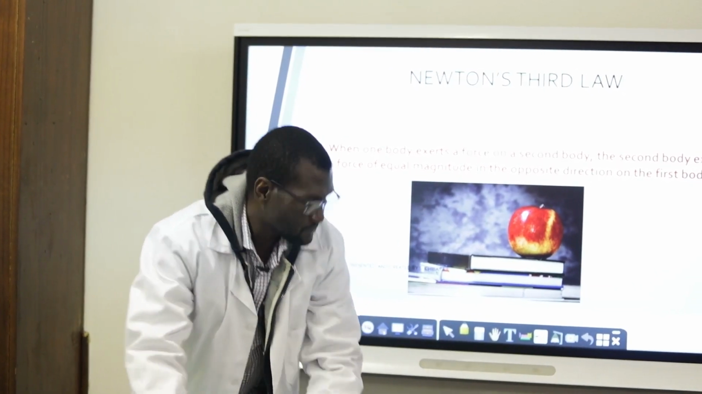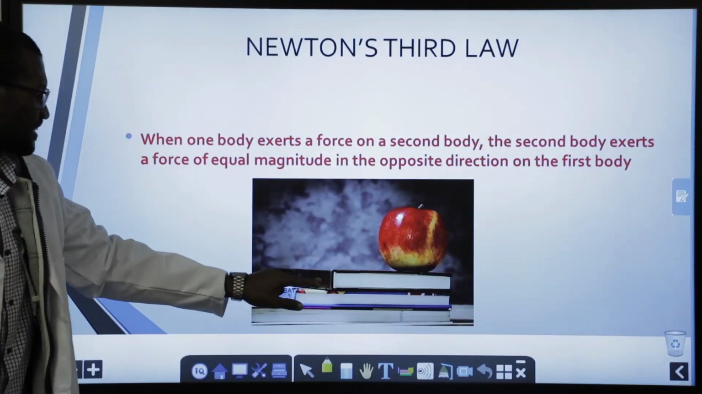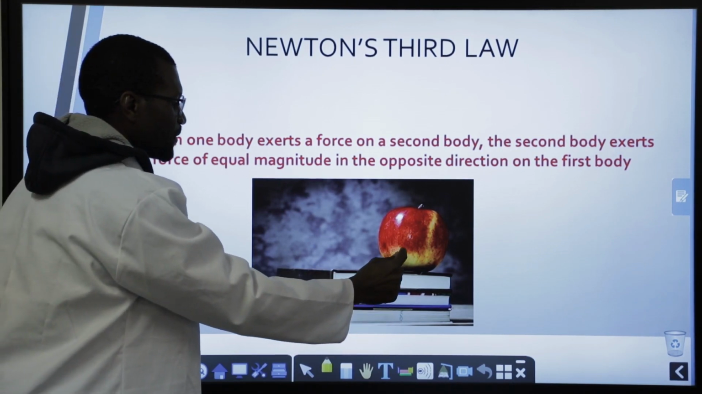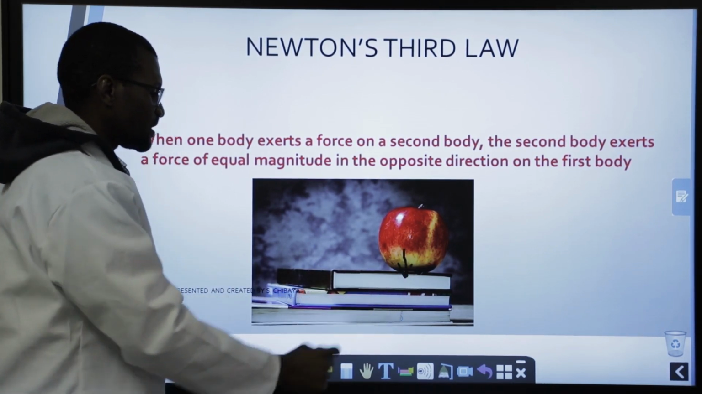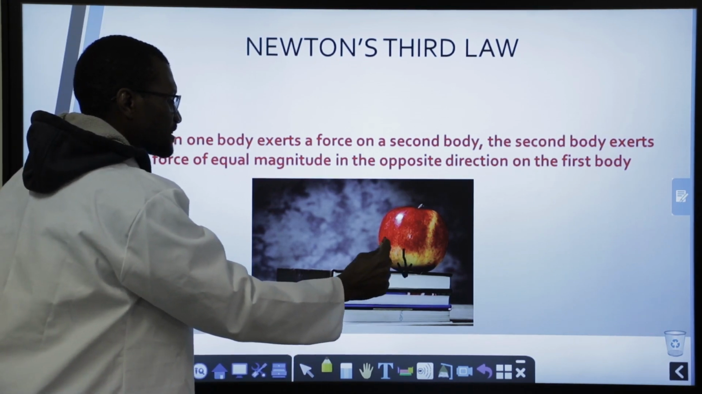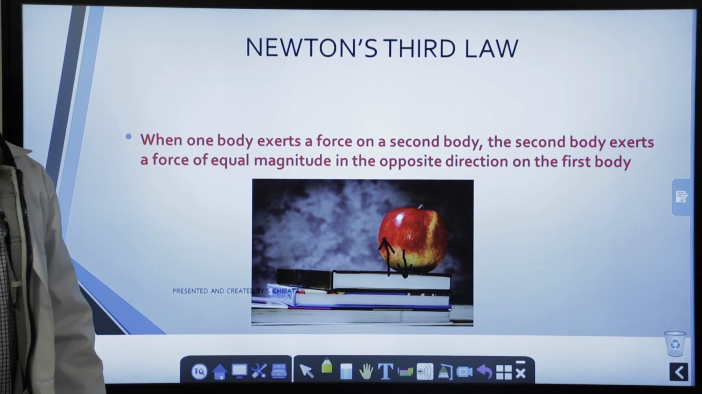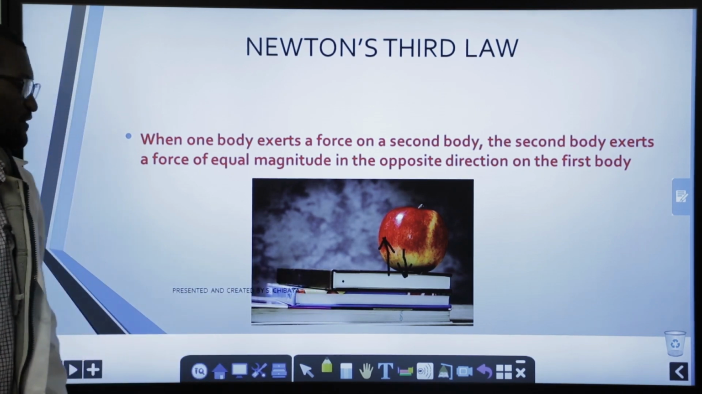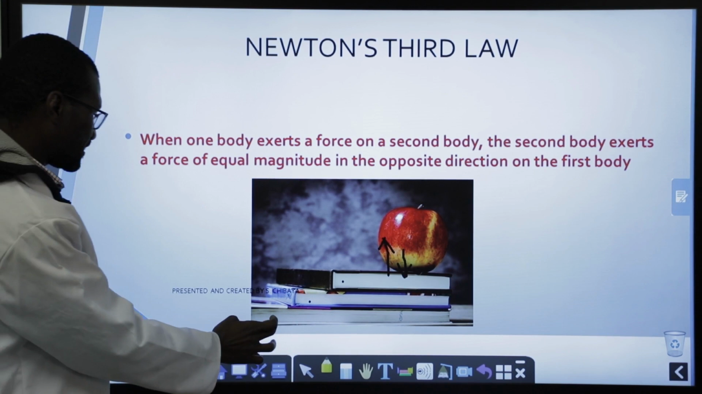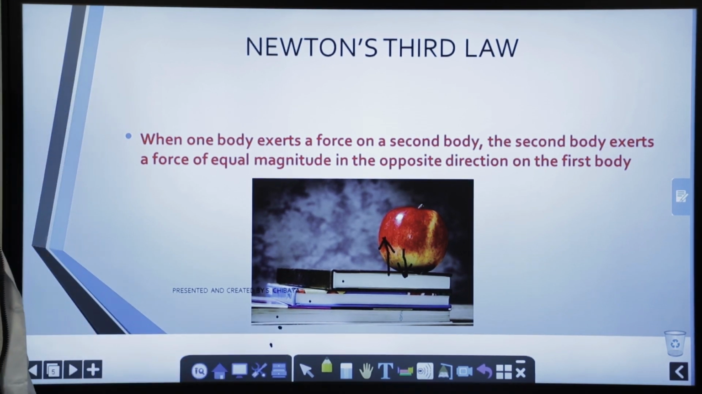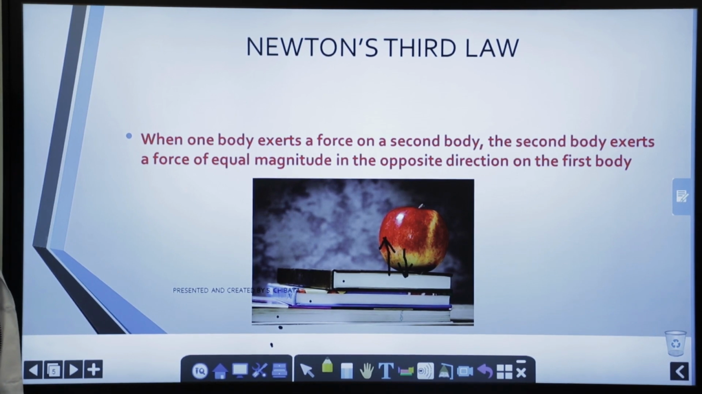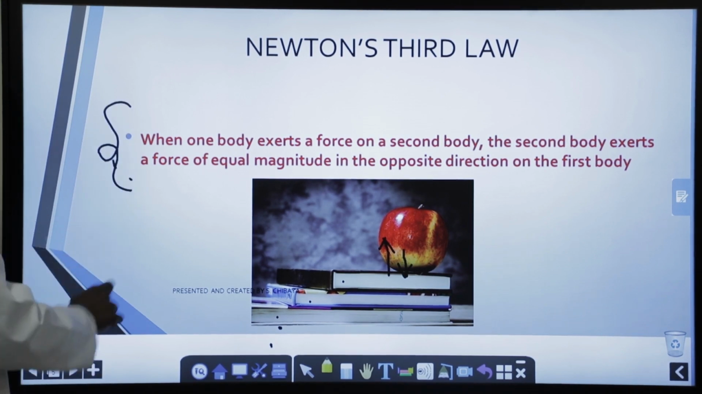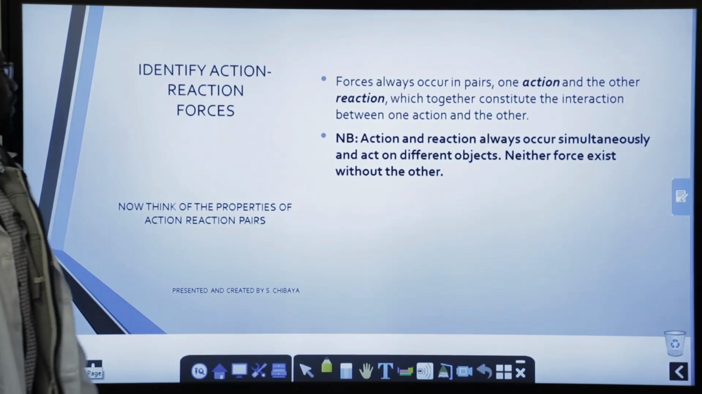Look at the example of the picture on the board. We got a nice teacher's apple and the textbook that has got a black cover. The apple is exerting a force on the textbook, and the textbook exerts also a force on the apple. The magnitude of that force is equal but opposite. We can also talk about the book with the black cover and the book with the blue cover. We can talk about the desk and the book that's just on the desk right there. So that, in essence, is Newton's third law. Very easy. We must be able to state Newton's third law.